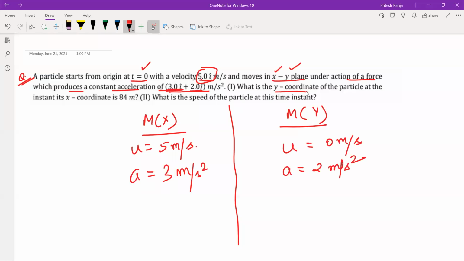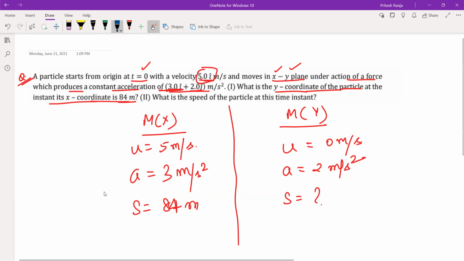What is the y coordinate of the particle? So we will find the displacement. At the instant its displacement along x is 84, right? When its coordinate along x is 84 meters, what will its coordinate along y be? So let us relate them.